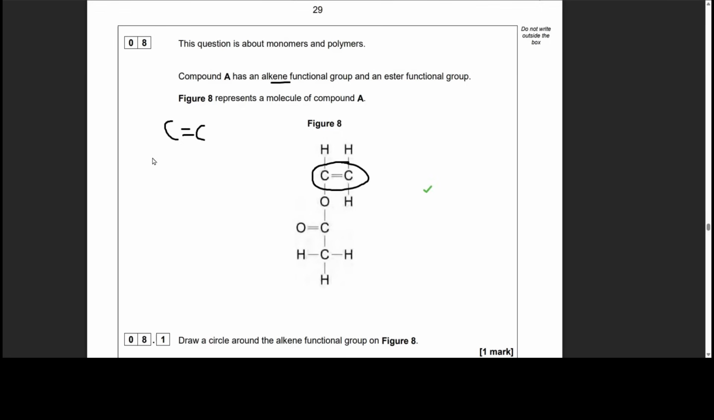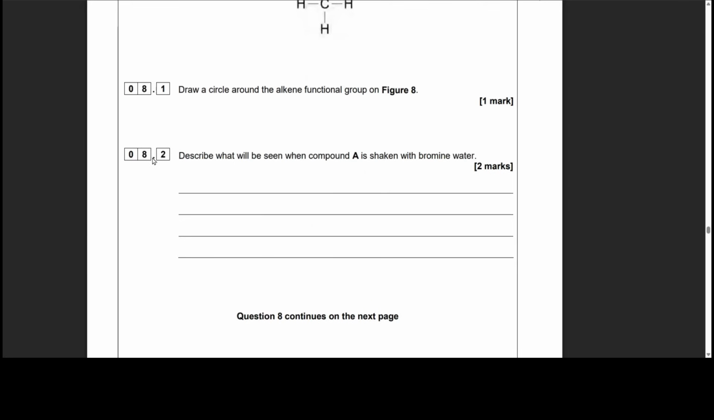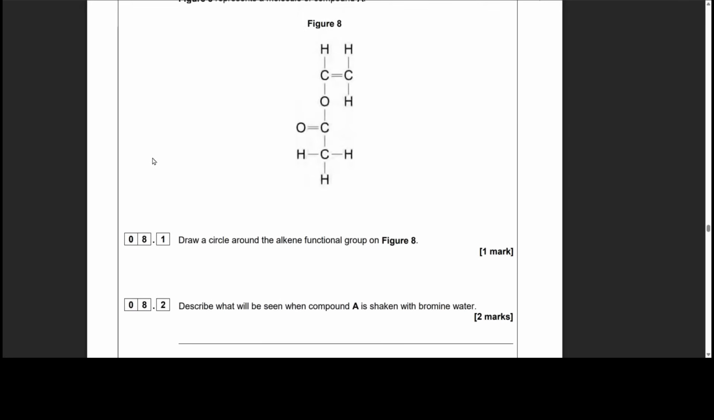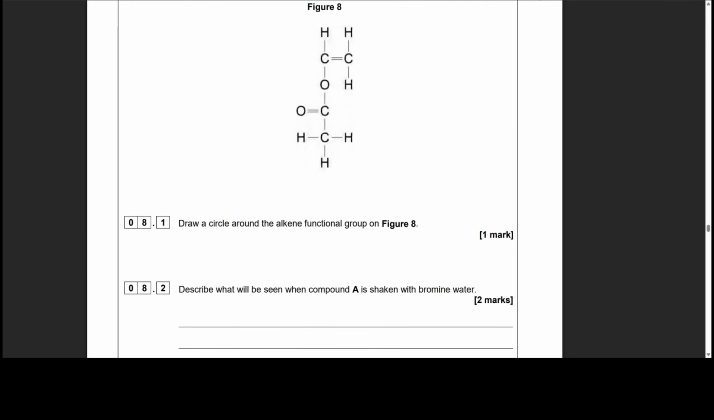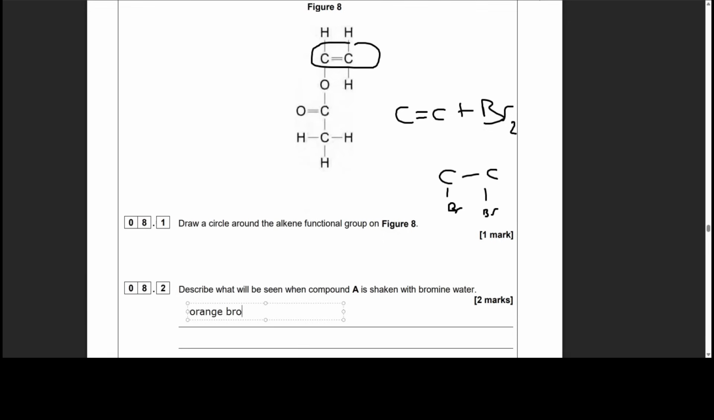Lovely. Let's move on. Describe what will be seen when compound A is shaken with bromine water. Well, if you have this double bond here and you get bromine to attack it, bromine is going to add across that double bond and get rid of the double bond. And we're going to see the bromine decolorize. Well, the bromine is orange, and we're going to see the orange color go. So we're going to say orange bromine water will decolorize, or it will go from orange to colorless.